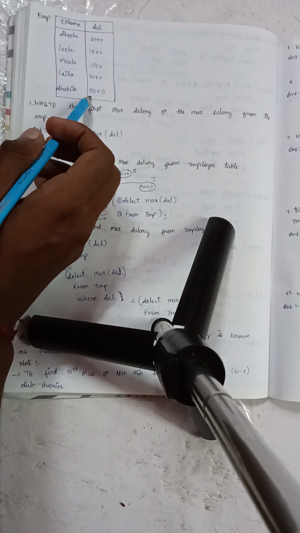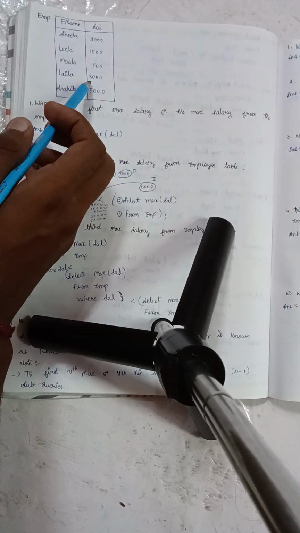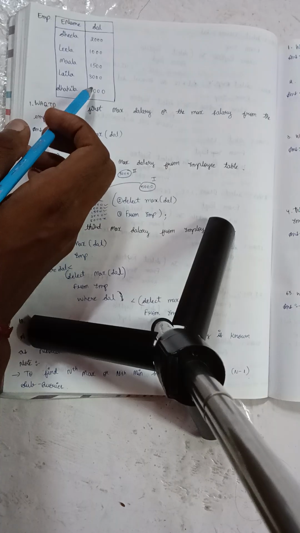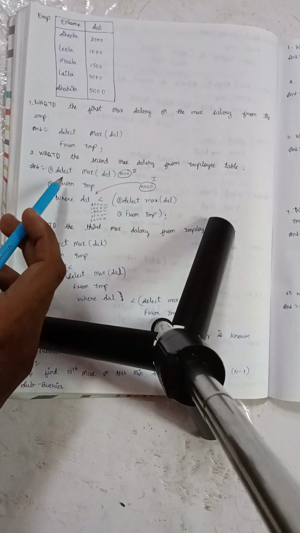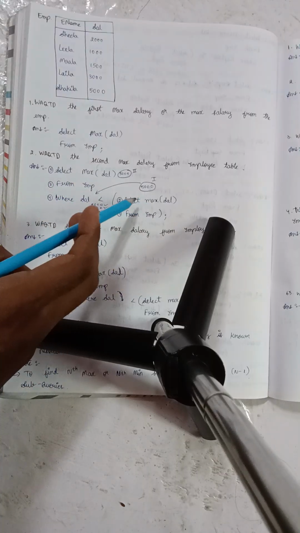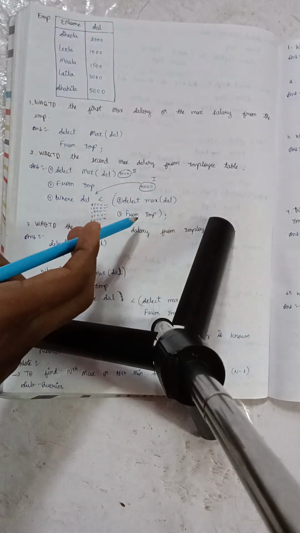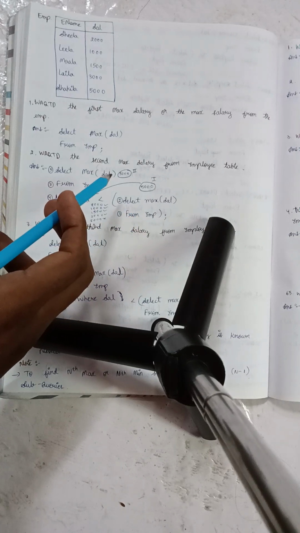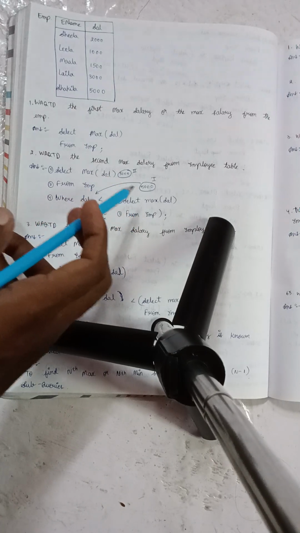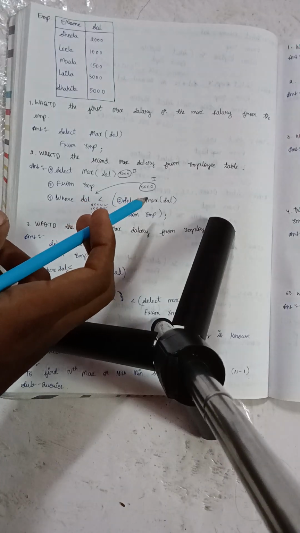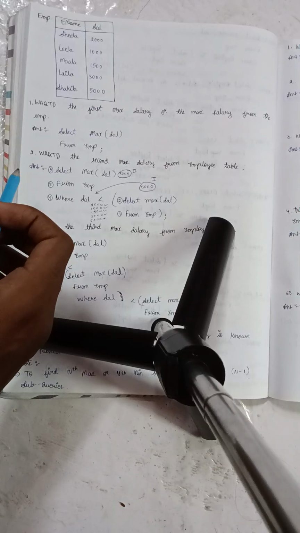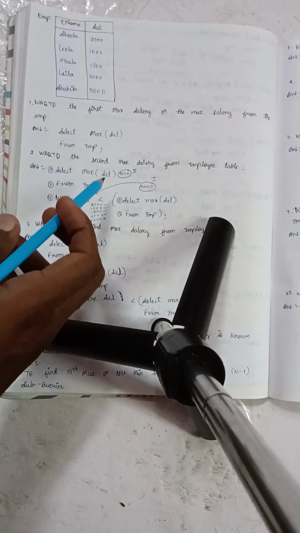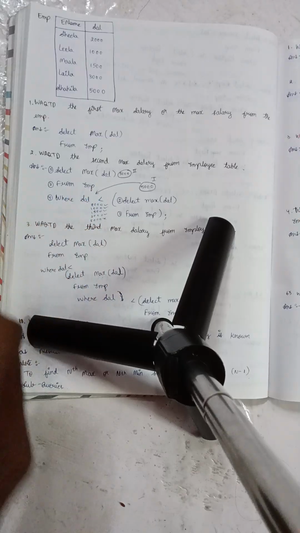Here 5000 is the first maximum salary and the second maximum salary is 3000, which is less than 5000 and greater than all the others. So select max of sal from EMP. In subqueries, the inner subquery is run first. After that only the outer query will be executed.